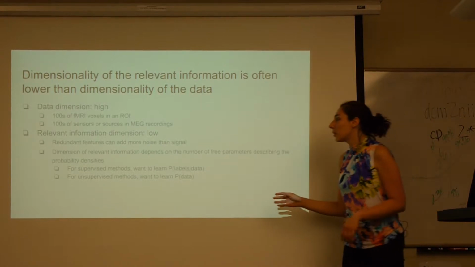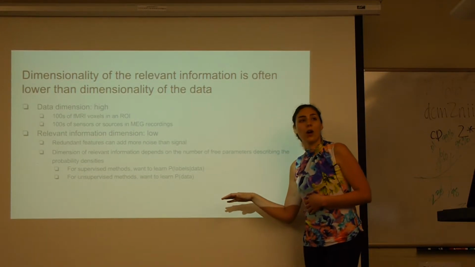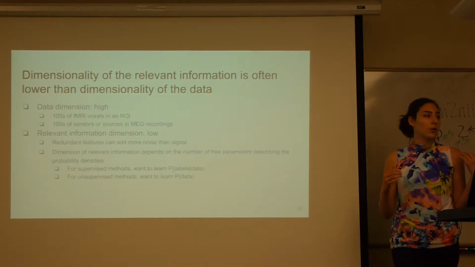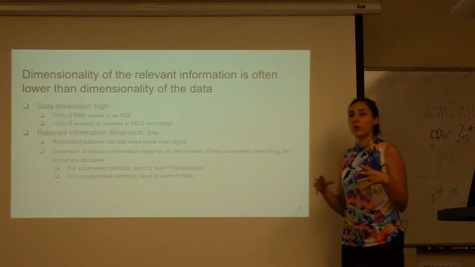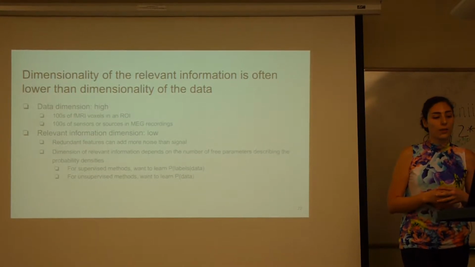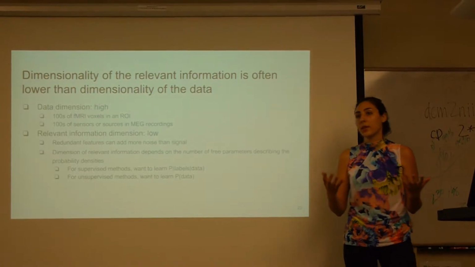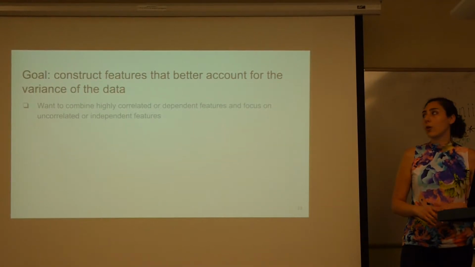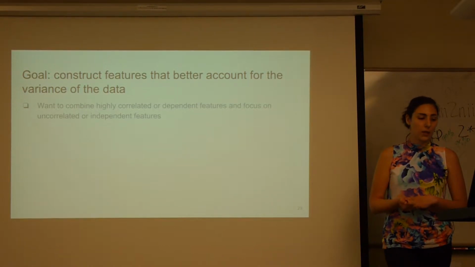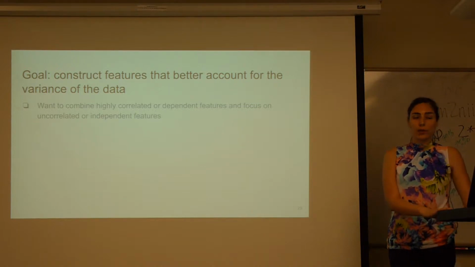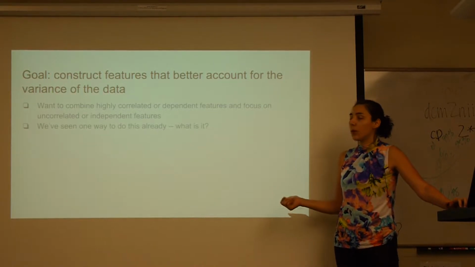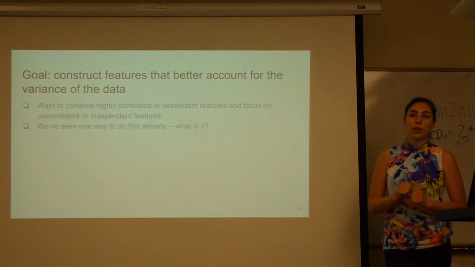OK, so as we see here, the relevant information can be a lot more lower dimensional than our actual observations, which are very high dimensional. So we can use dimensionality reduction to sort of compress this high dimensional observation into lower dimensional features that help us more in, let's say, classifying something. OK, so our goal is to construct these features that better account for the variability in our data. So we can do this through combining highly correlated features and focusing on features that are uncorrelated or independent. And we have seen one way to do this already. Can anyone tell me what that was?